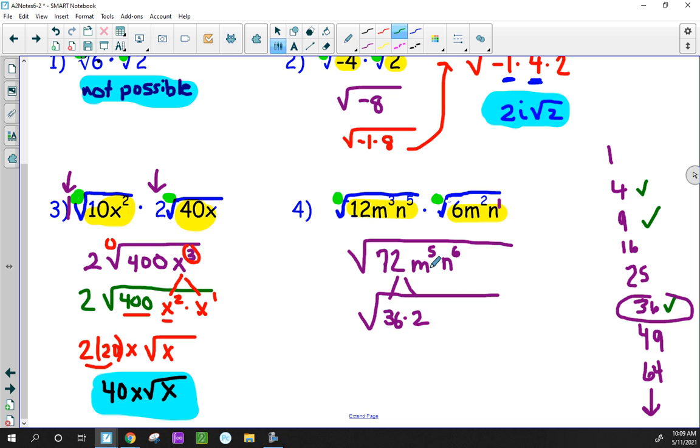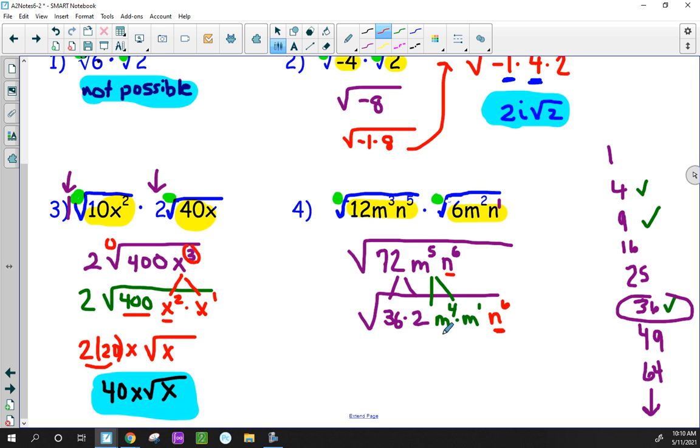Next, you're going to look at your m. We have a power of 5. When we divide 5 by the 2, it is a decimal or a fraction, meaning we need to write this m to the 5th a different way. We need to write m to the 5th as m to the 4th times m to the 1st. Next, we look at our n, power of 6. 6 divided by 2 actually works nicely, so the n needs to be just dropped down and underlined. We're going to answer that piece in the next step.